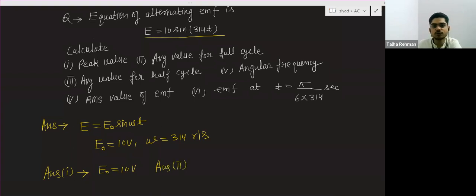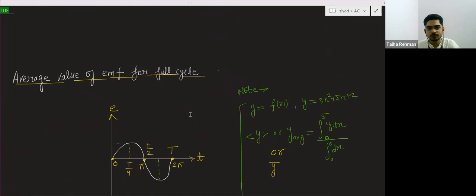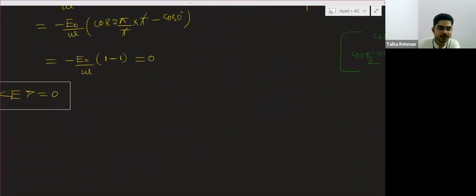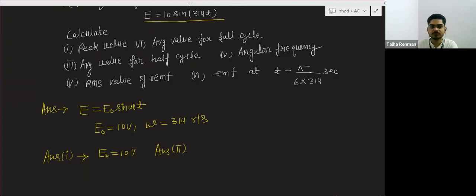They are saying average value for full cycle. What I have told you, average value for full cycle? 0. See here, for full cycle, this is the average value. For full cycle, 0. Any function, the average value for alternating EMF is equal to 0. So average value for full cycle means you can write this as E average for full cycle is equal to 0. Answer third.